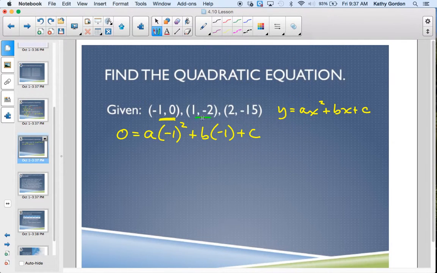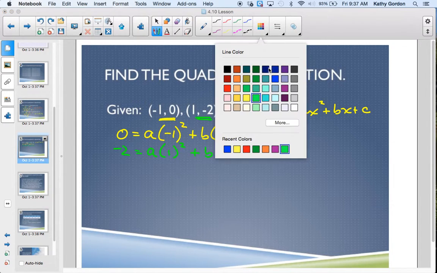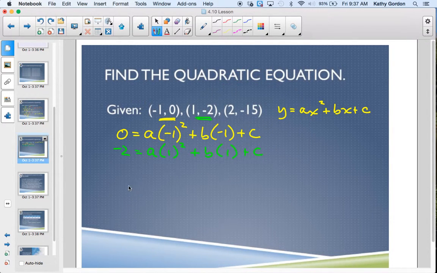Based on the second point, we can set up negative 2 equals a times 1 squared plus b times 1 plus c. And then based on the third point, we could set up that negative 15 has to equal a times 2 squared plus b times 2 plus c.